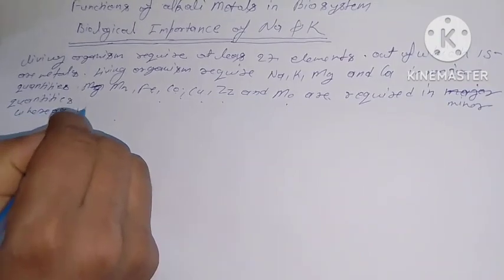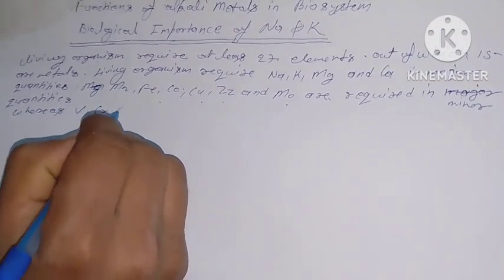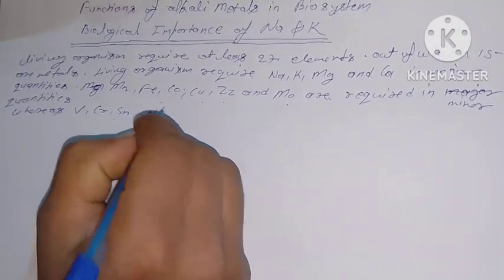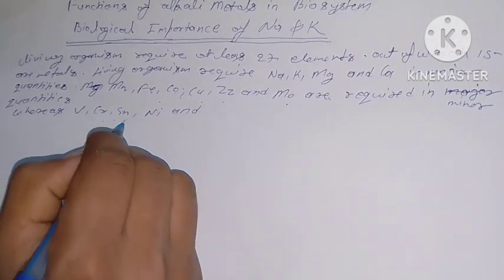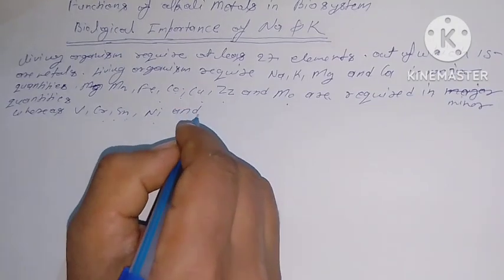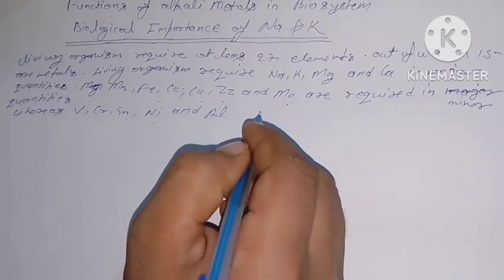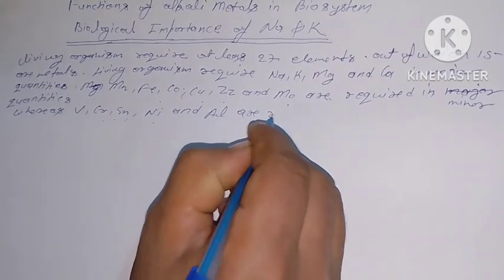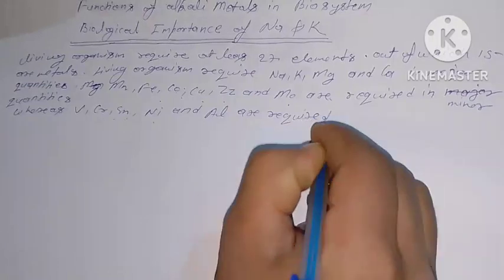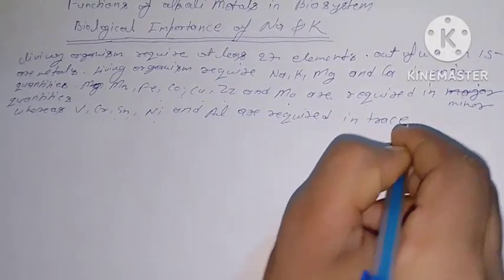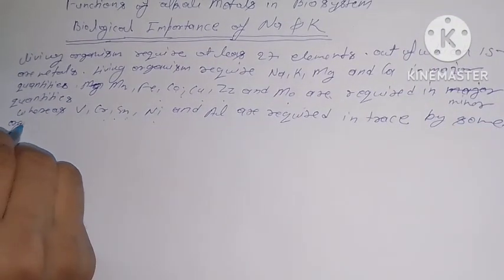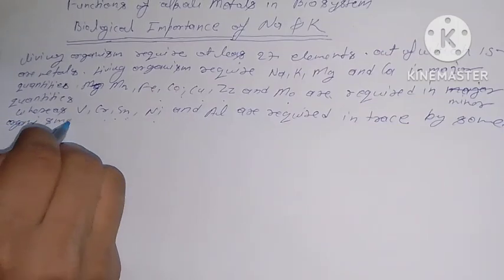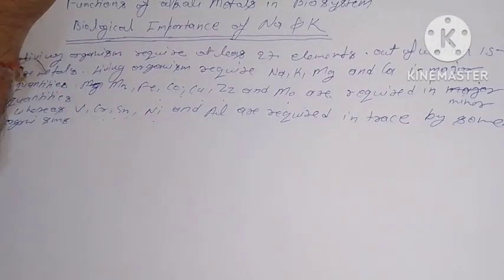Whereas vanadium, chromium, stainless, nickel, and aluminium are required in trace by some organisms, okay?